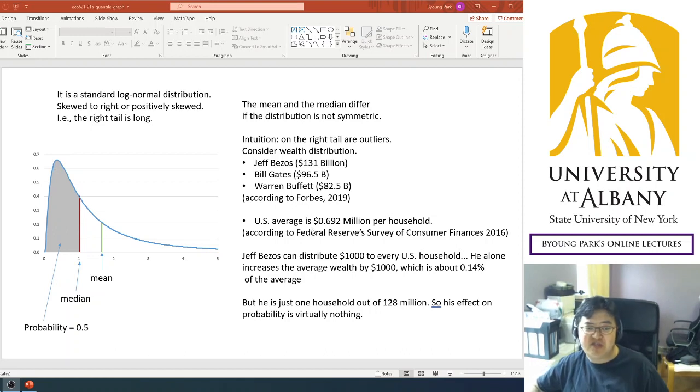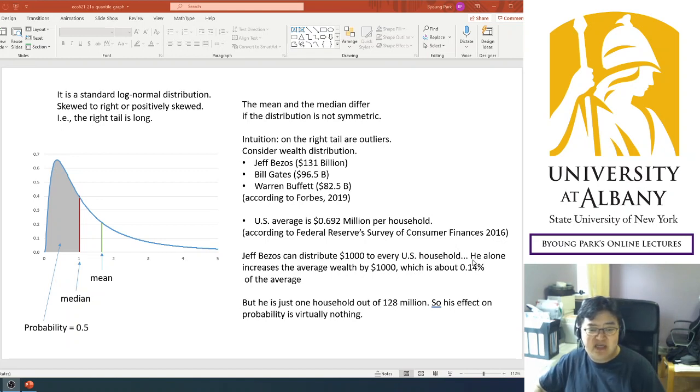Now think about the average. The average household wealth, the average asset a household has, is about 0.7 million per household, according to this data in 2016. What it means here is, suppose that you are Jeff Bezos. If he donates all of his assets, then he can give $1,000 to everyone in the United States.